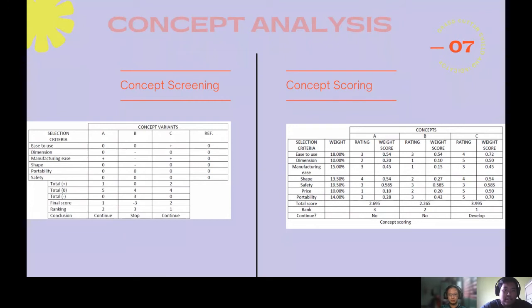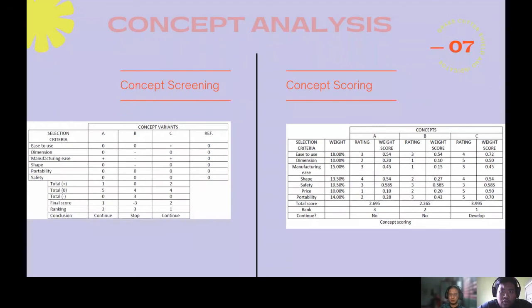So we can continue with the A and the C design to the next phase, which is concept scoring. From the concept scoring, we can observe in the figure that the score for the C design is more than the A design. We give the score based on the selection criteria, which are dimension, manufacturing ease, shape, safety, and so on.